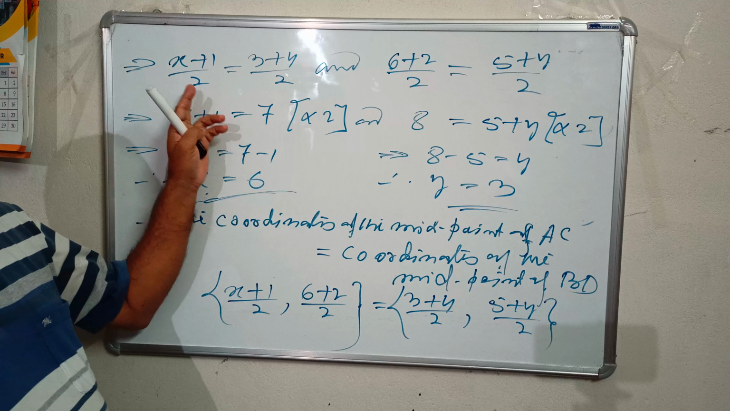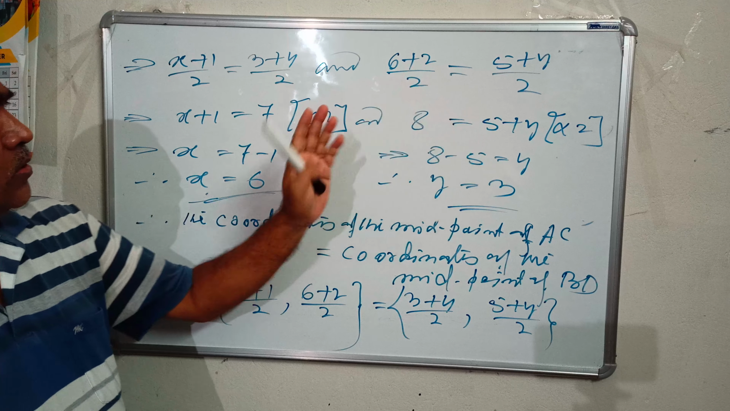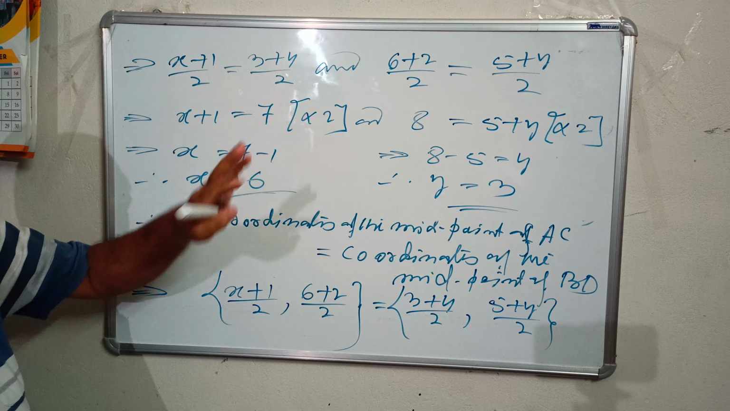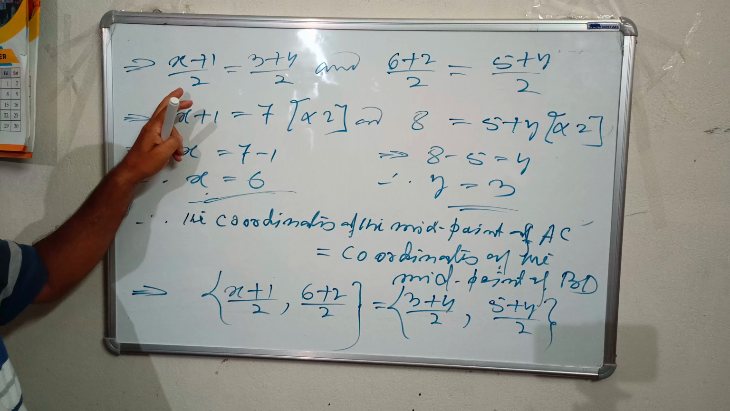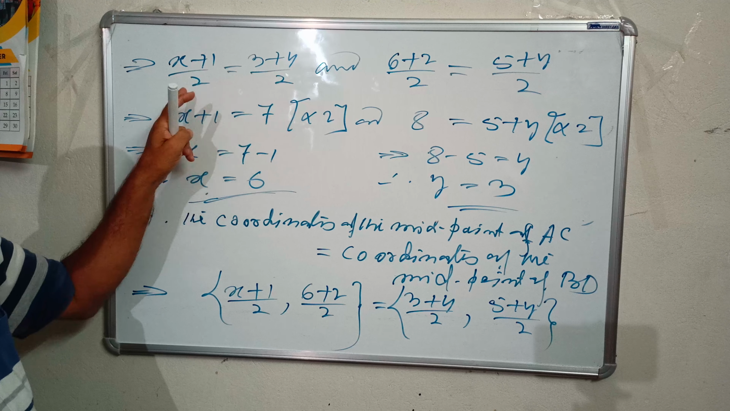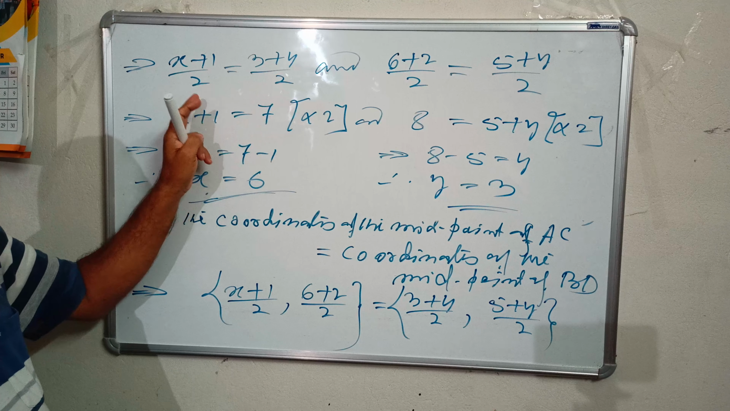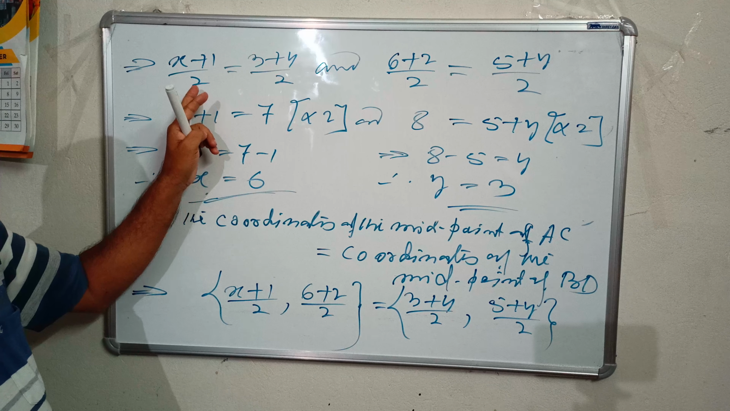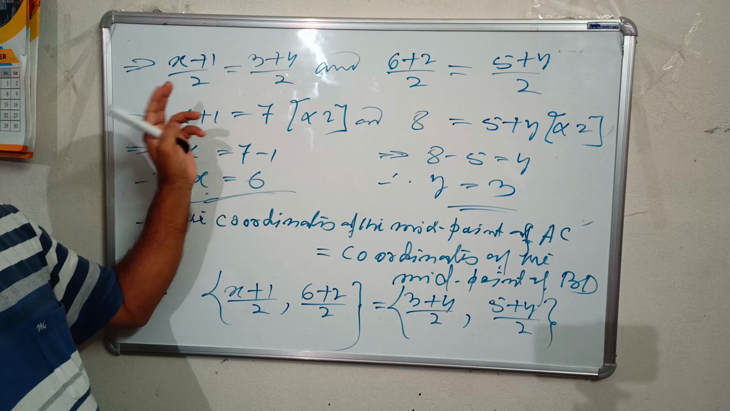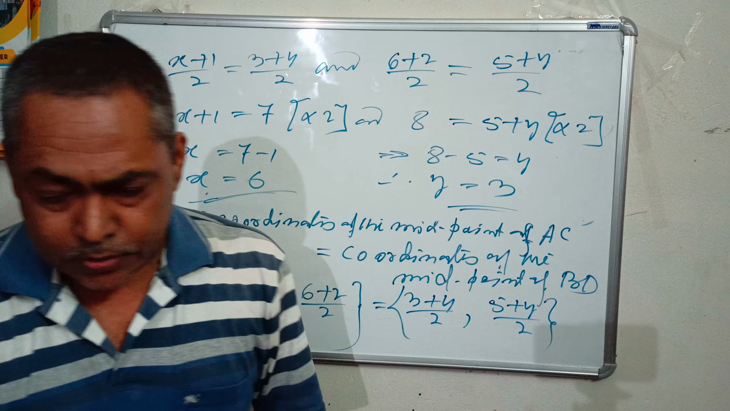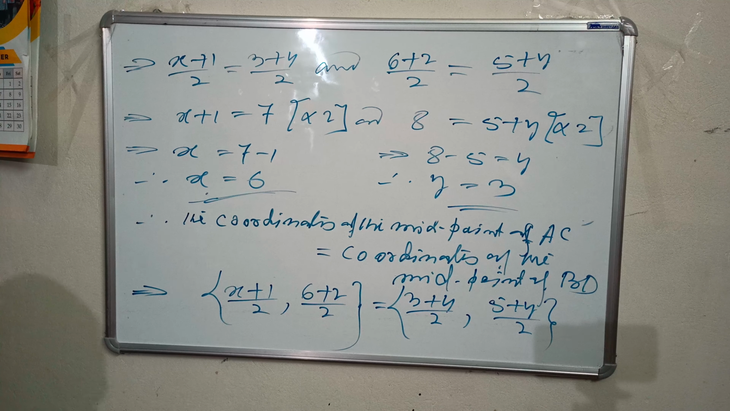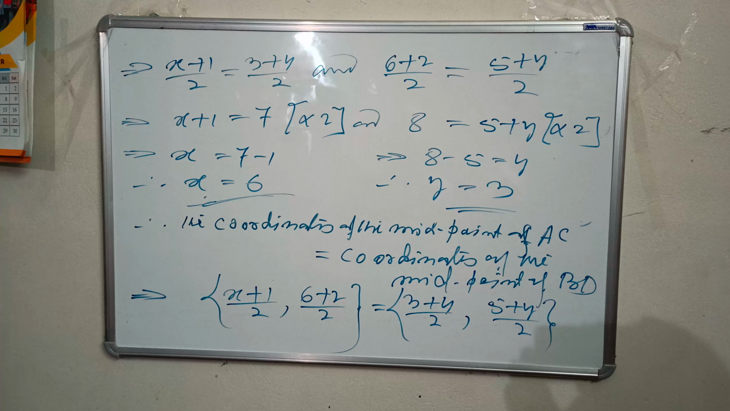Or if you don't remove these twos, you can do cross multiplication, and it is also the same. Since both equations have denominator 2, by multiplying both sides by 2, you remove the 2. So these are the values of x and y: x equals 6, y equals 3.